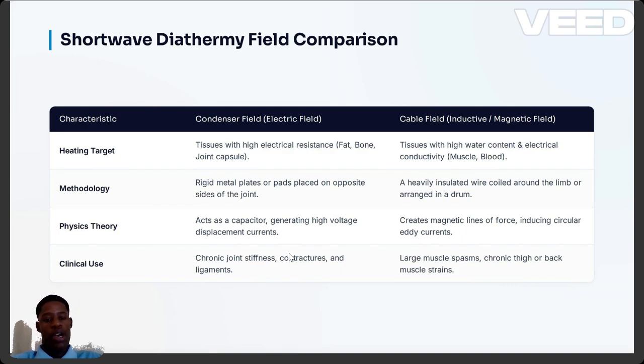As the name says, with the cable method, a cable or a heavily insulated wire is used around the limb, and with the condenser method, you use two rigid metal plates. And then the physics: the cable method creates a magnetic field that produces eddy currents. The condenser method acts like an electrical capacitor, sending voltage straight through that area.